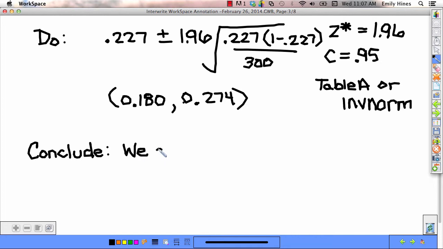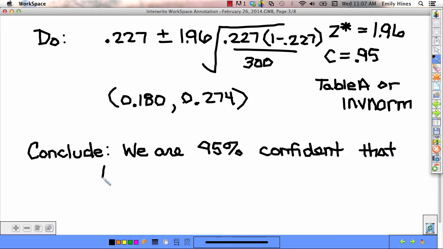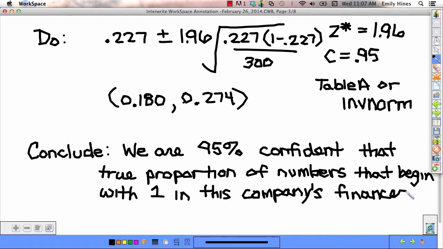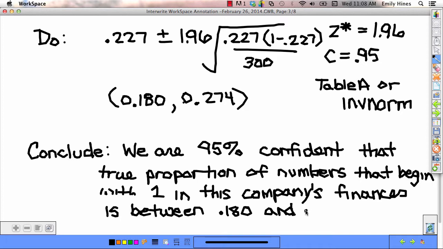Okay, and I conclude we are 95% confident that the true proportion of numbers that begin with 1 in this company's finances is between 0.180 and 0.274.